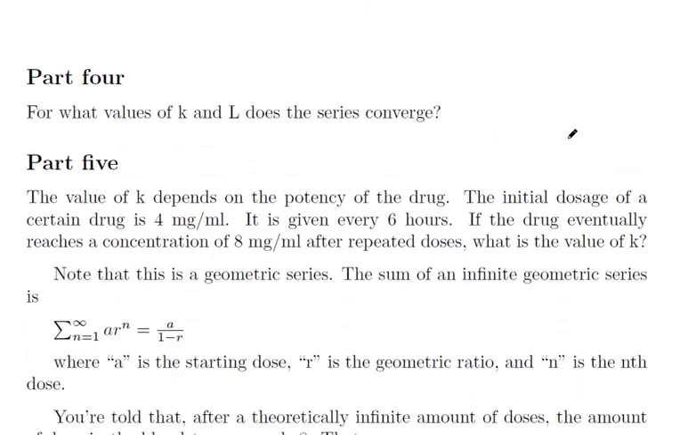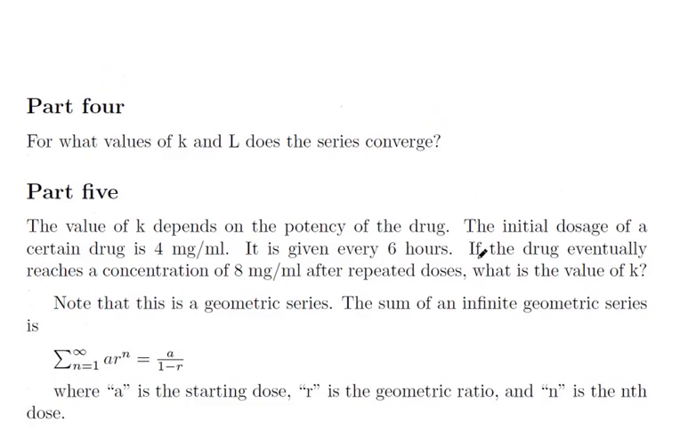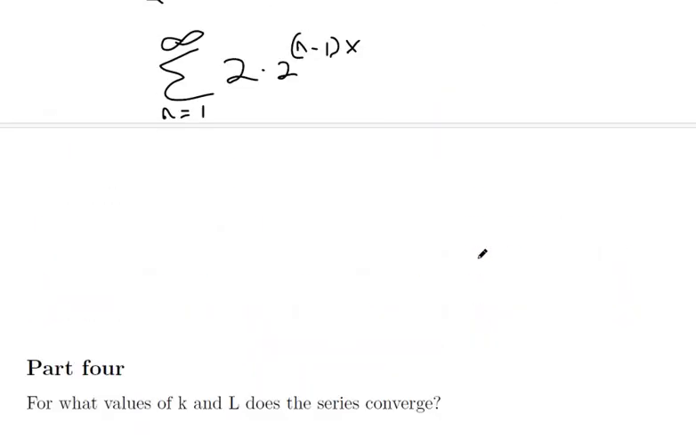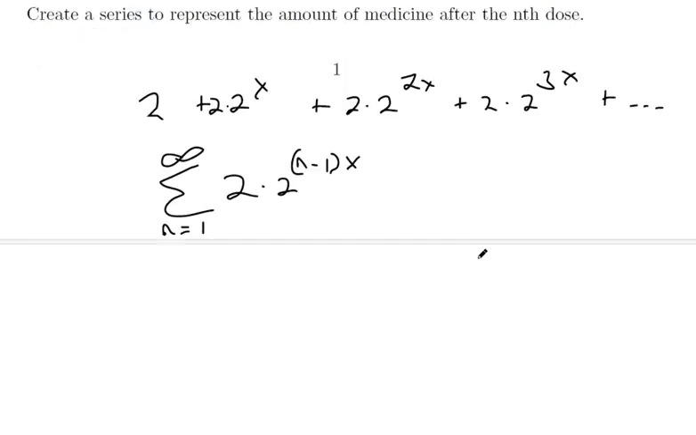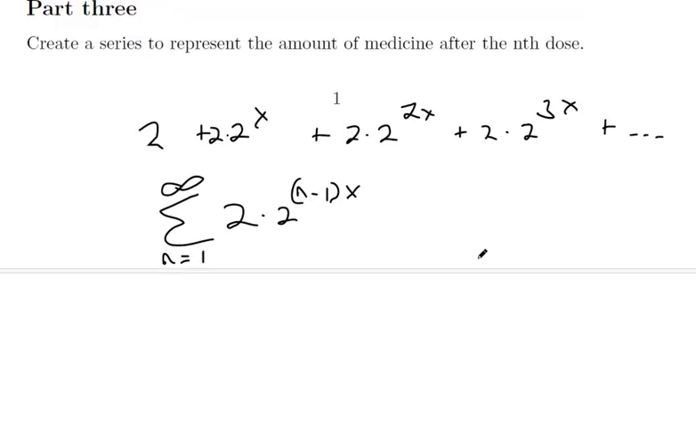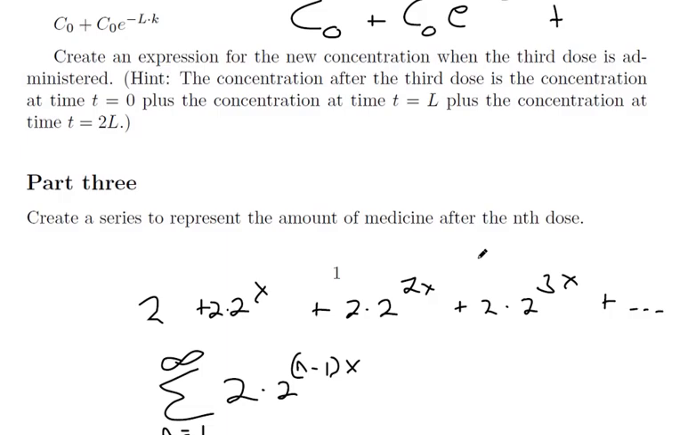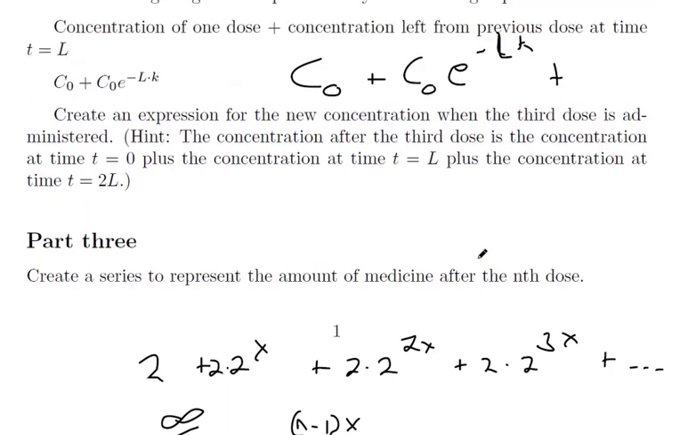Part 4, what values of k and l does the series converge? This might seem like a trick question, but if you look at it, it'll make sense. k and l both have to be values so that eventually this series converges and stops increasing. So you don't want to have a positive exponent. That's the big thing you want to look out for.